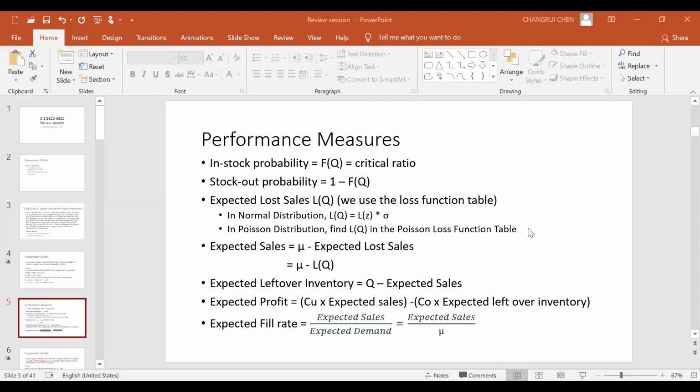And expected profit is equal to CU times the expected sales minus CO times the expected leftover inventory. And the expected fill rate is equal to expected sales divided by expected demand. Okay, these are the very important performance measure equations, and we also have a target fill rate, which we will talk about later.